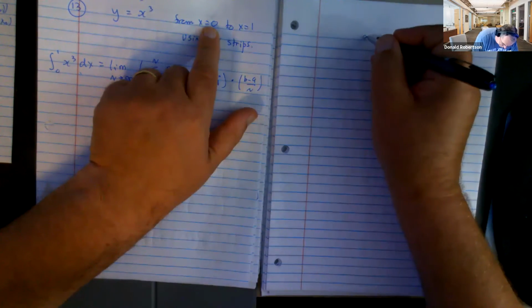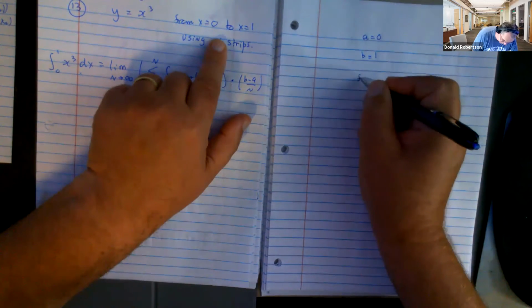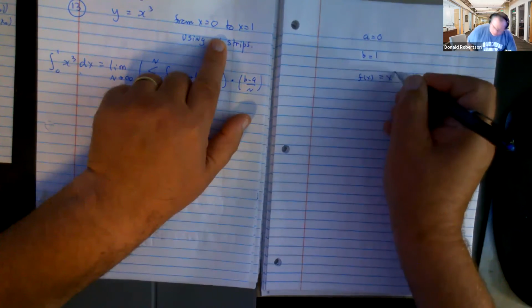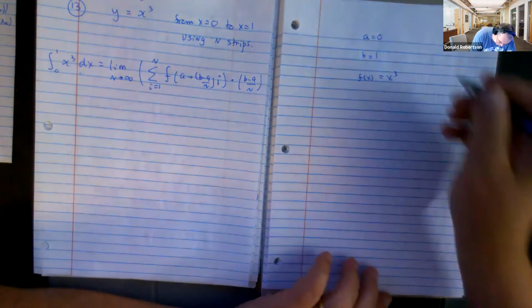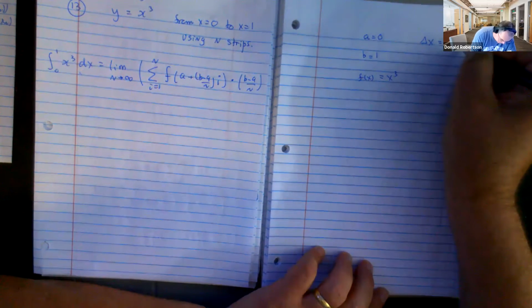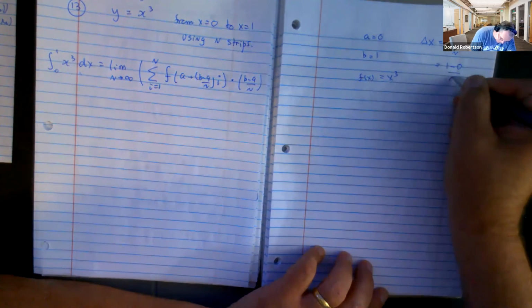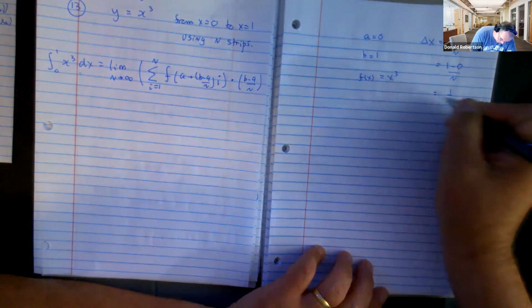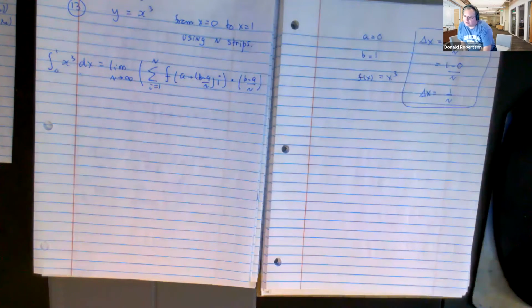Okay, let's see what we have here. Would you agree that a is 0, b is 1, and the function we're going to be using is x cubed? So far, so good. Now, I would like to know what delta x is. It's b take away a over n, which is 1 take away 0 over n, so that happens to be 1 over n. Are we happy about what delta x is equal to? Okay, I've got all the pieces. Let's plug them in.